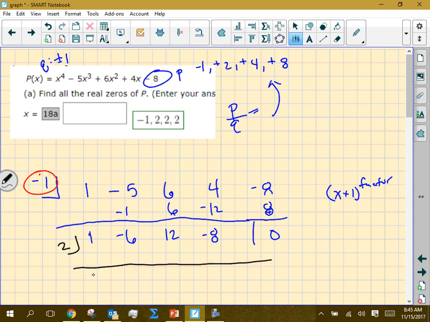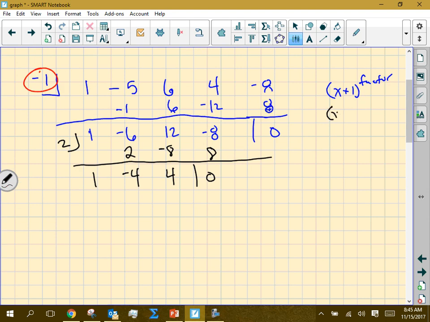And now I'm going to bring my 1 down, multiply by 2. Add straight down. Gives me negative 8. Add straight down. And then gives me positive 8. And that gives me a 0, right? So now I know x minus 2 is a factor. Okay, because I get that 0 there.